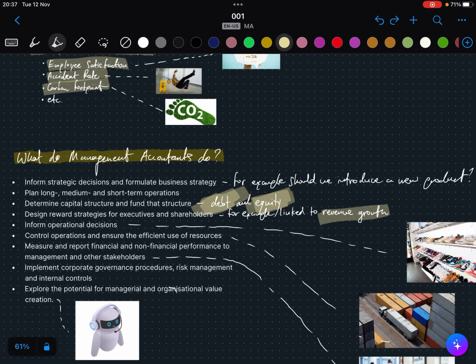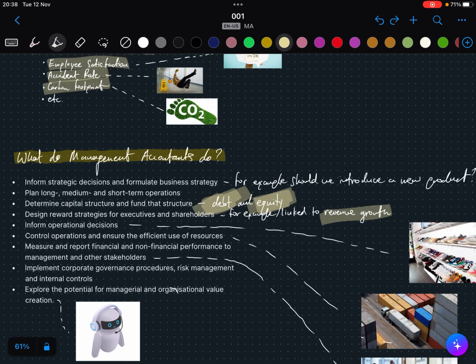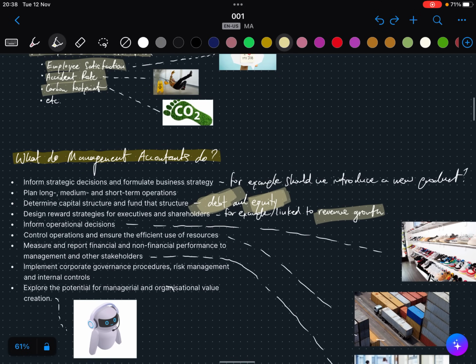Designing reward strategies for executives and shareholders. Well, a reward strategy could be, for example, an agreement that states that if executives grow revenue, they would be awarded with bonuses. And that, of course, benefits the shareholders because revenue grows and profits grow as well. They would get higher dividends.